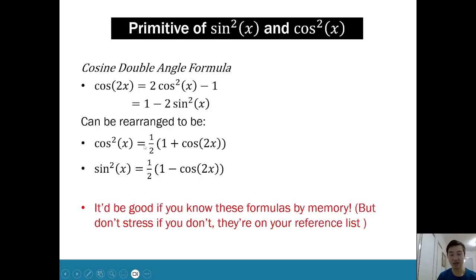Using this, you can actually integrate them. So when you integrate sine squared or cos squared, always remember to change it into this form, because we can integrate these forms much more easily than when we just integrate cos squared x or sine squared x.